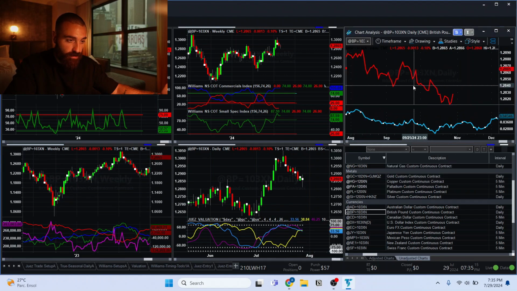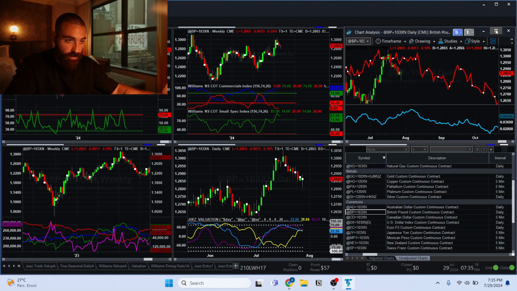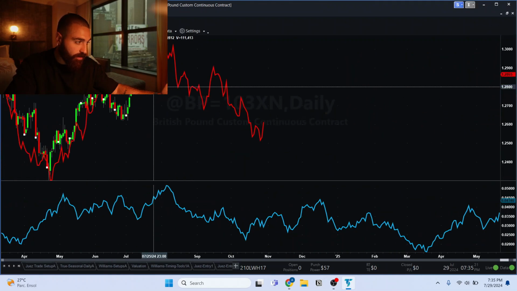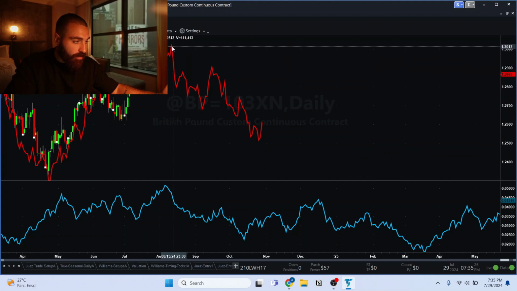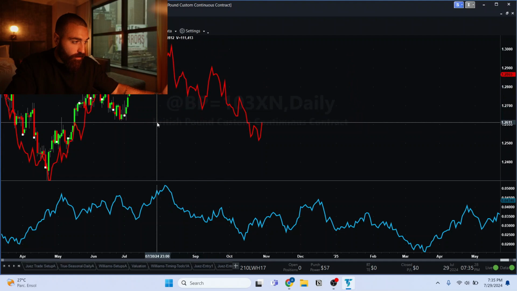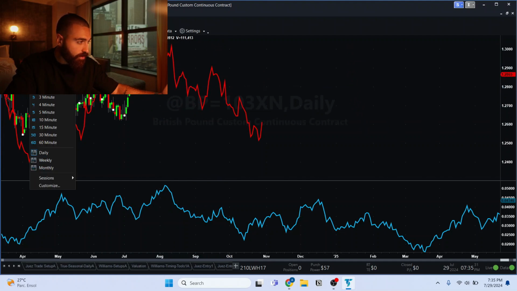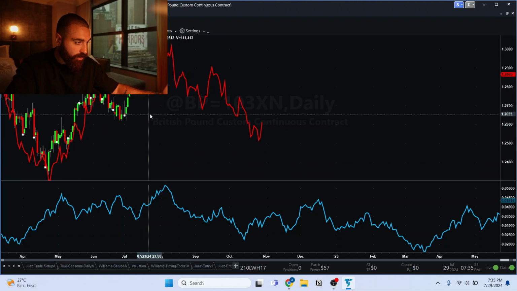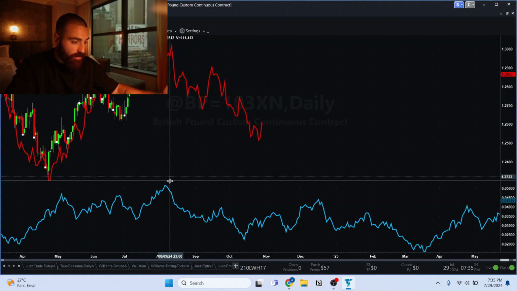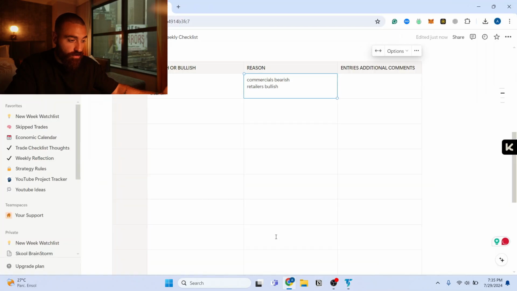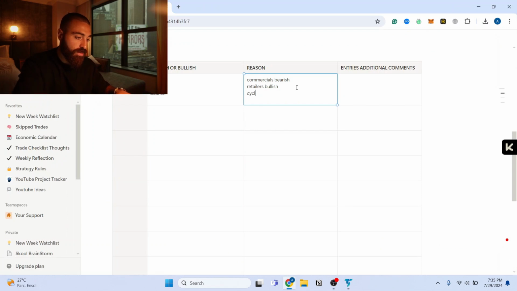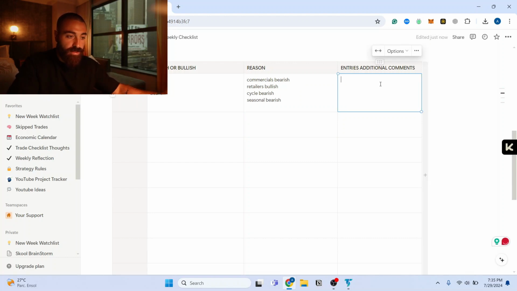Let's see the cycle forecast and the seasonal. These are also very important for timing it. So as we can see, in a couple of days we have a big move lower. This is the daily time frame exactly, and also the seasonal is showing a big move lower. So we have 2 more on our side, which is cycle bearish, seasonal bearish.